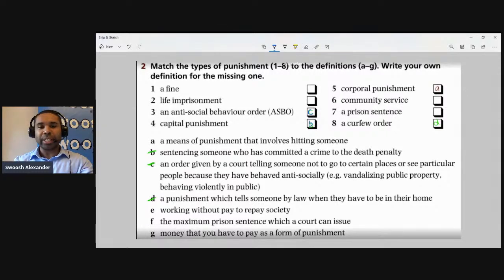Okay, so I can see there was a comment saying that the answers weren't as clear, so let me just change the color to blue so we can all see that as clearly as possible.